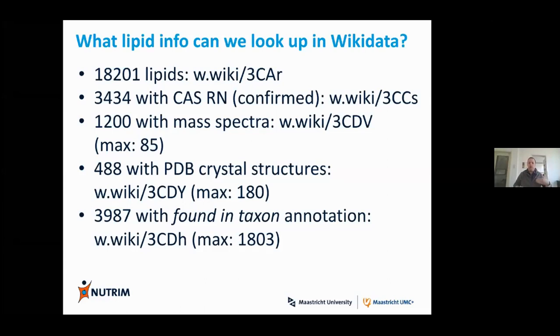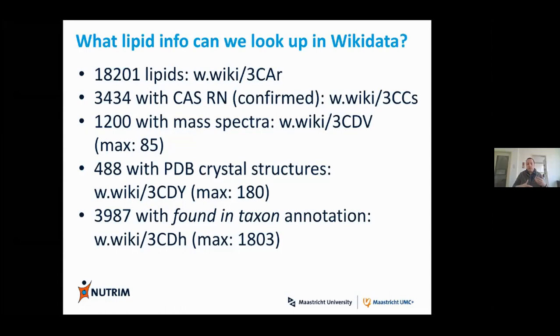I do not know if I can see that from the identifier or not. Almost 3,500 of those have confirmed CAS registry numbers. Of that, 1,200 of those LIPID MAPS identifiers have associated mass spectra from the MassBank database. There is one lipid that has actually 85 different mass spectra associated with it.